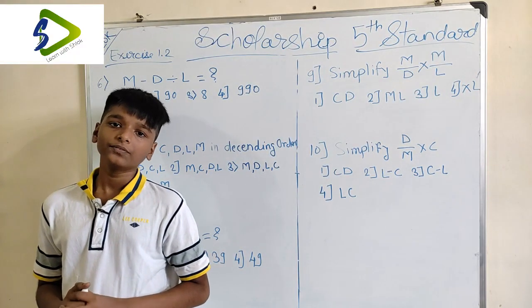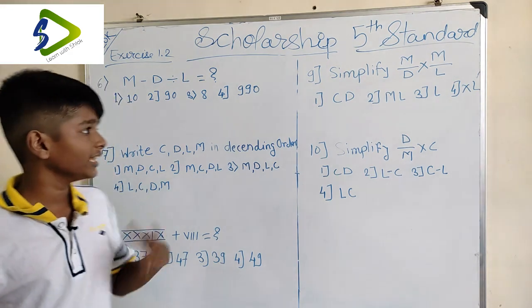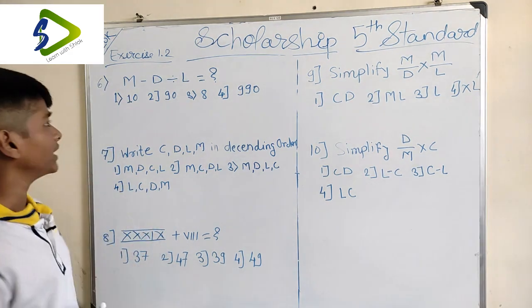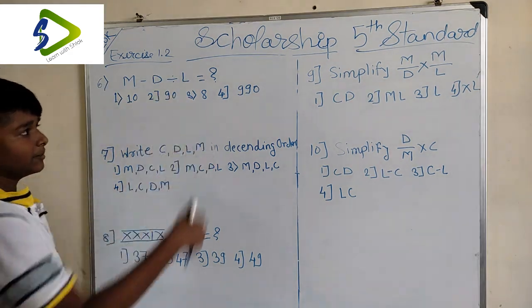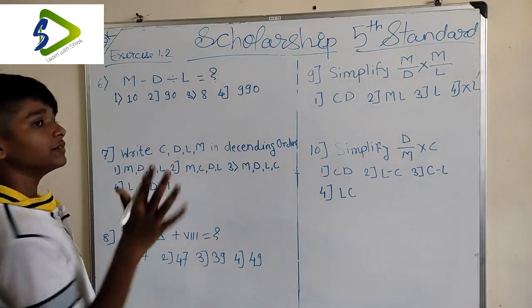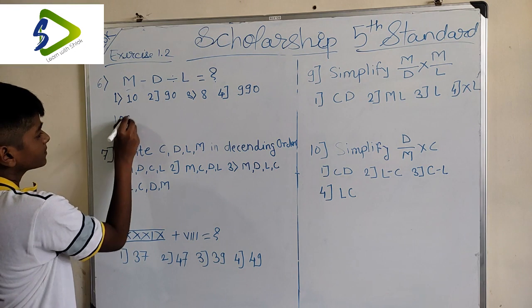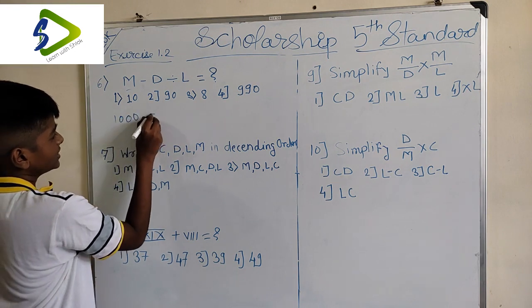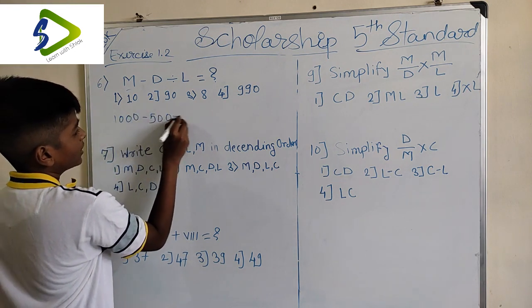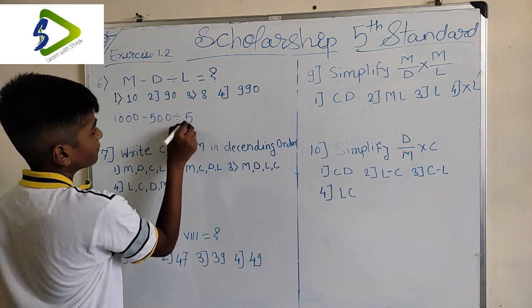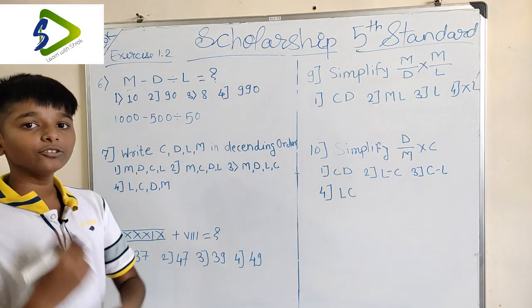So now that we have solved the 5th question, we'll look at the next question. The 6th one is m minus d divided by l is equal to what? First we have to find the values of these numerals. So m is what? 1000. 1000 minus d is what? 500 divided by l is what? 50. Here also I am again telling you the BODMAS rule.